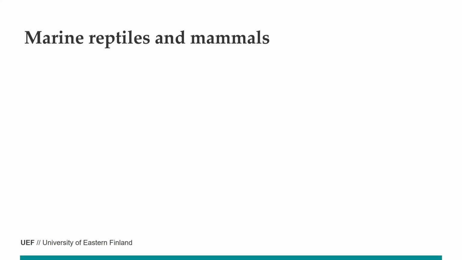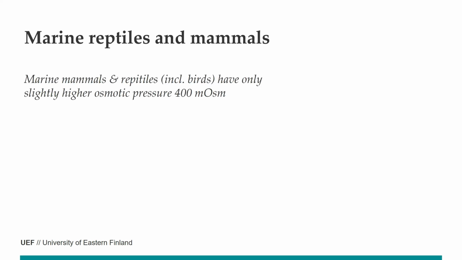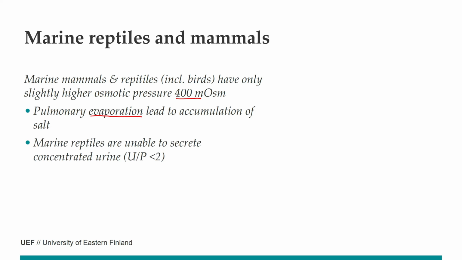Okay, what about then marine reptiles and mammals? They are all in the hyperosmotic environment, and they have only slight osmotic pressure. And we have to remember that when we have the respiration, there's the evaporation, and then we lose water. And when we are losing only water, then of course we have more salt in our body. And the problem can also be that the reptiles, for example, are not very good at secreting concentrated urine. So there might be only 2 times more salt in the urine than in the blood.